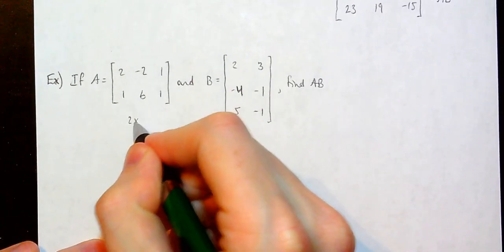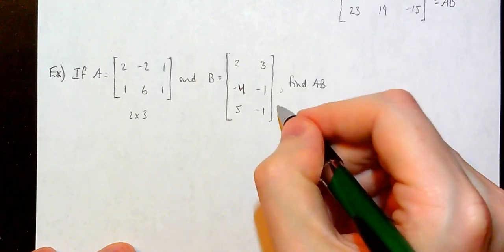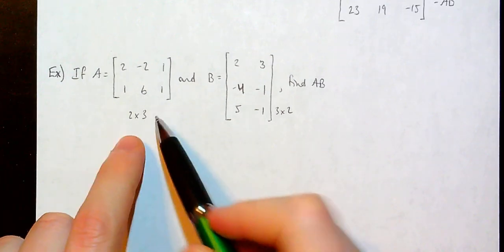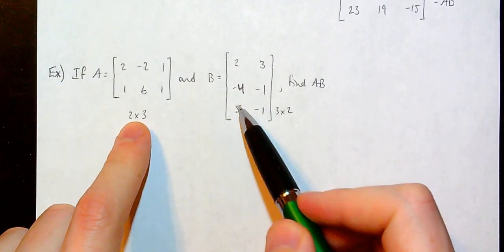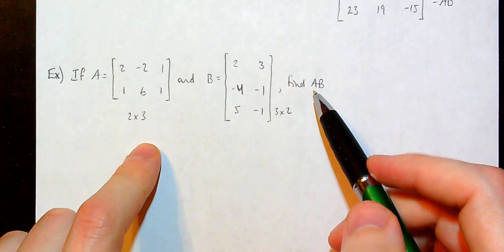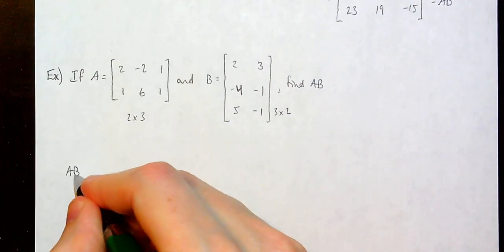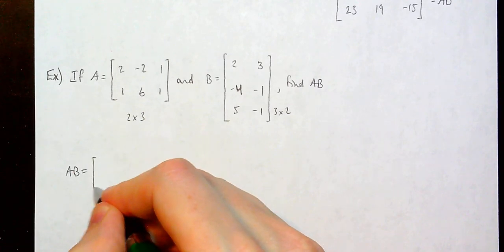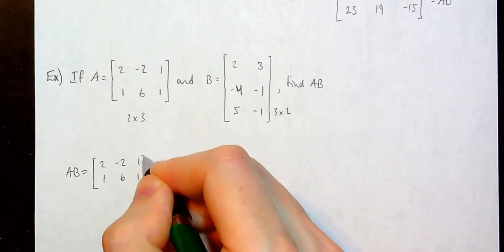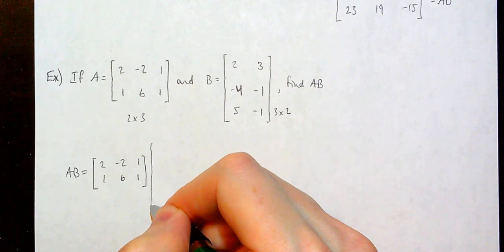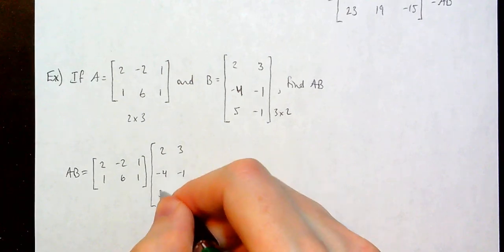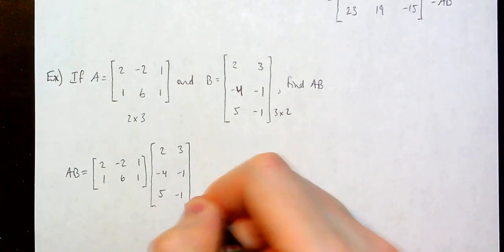A here is a 2 by 3 matrix. B here is a 3 by 2 matrix. Do the number of columns in A equal the number of rows in B? Yes, they do. We want to find our product matrix AB, so that is possible. So just copying these things down here. 2, 3, -4, -1, 5, -1.